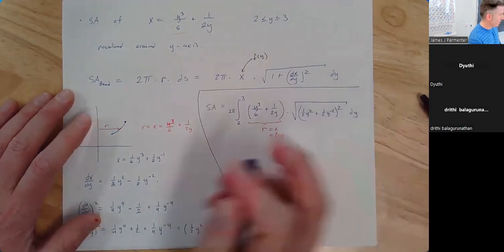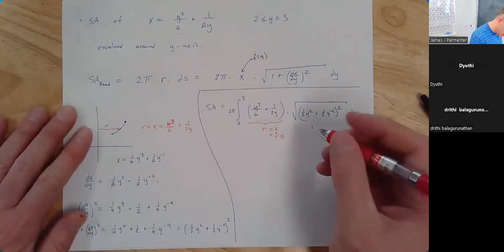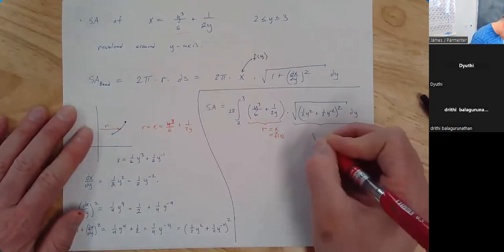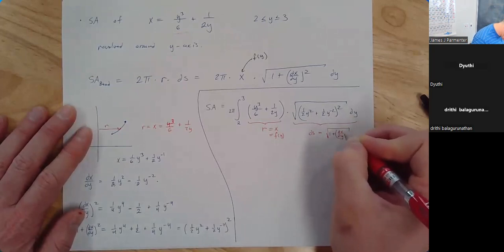It feels a little silly to write that stuff. I probably could have just gone to the next part, but it's good to see that, oh yeah, that is my ds, which is equal to the square root of 1 plus (dx/dy) squared.